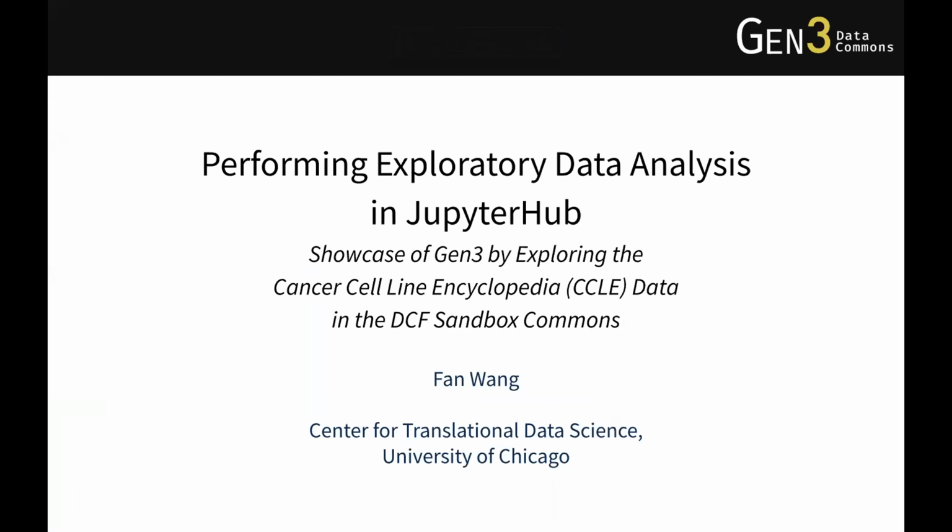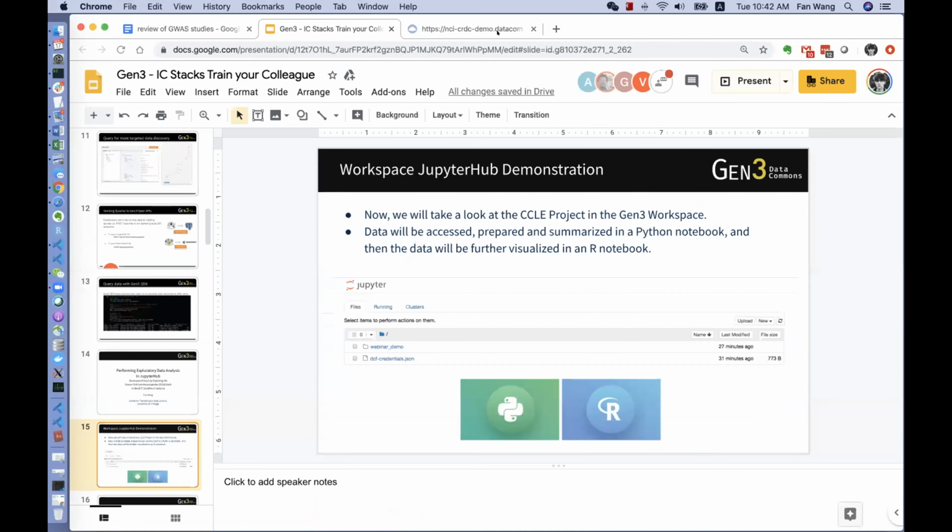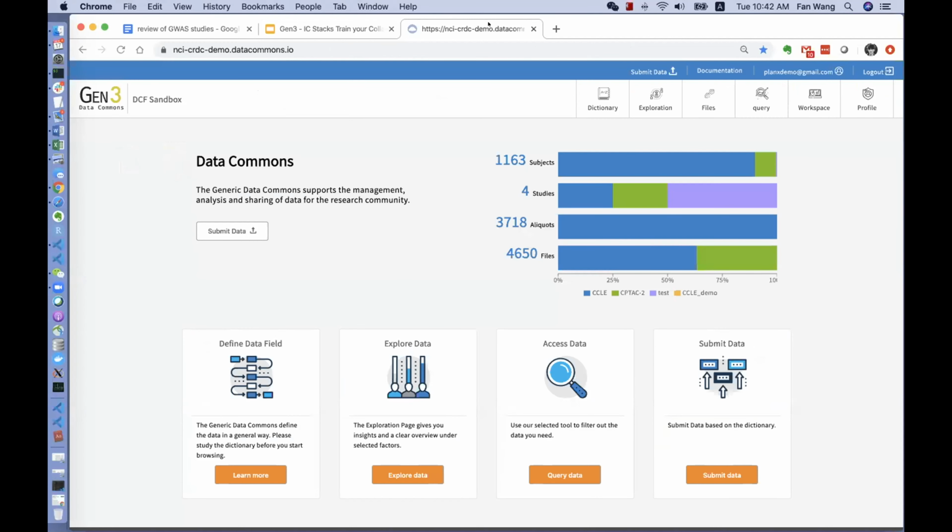And today I will showcase the Gen3 service by exploring the Cancer Cell Line Encyclopedia, also known as CCLE, data in the DCF sandbox commons. In this demo, I will show how the data is accessed, prepared, and summarized in a Python notebook, and then we'll briefly switch over to an R notebook for further visualization.